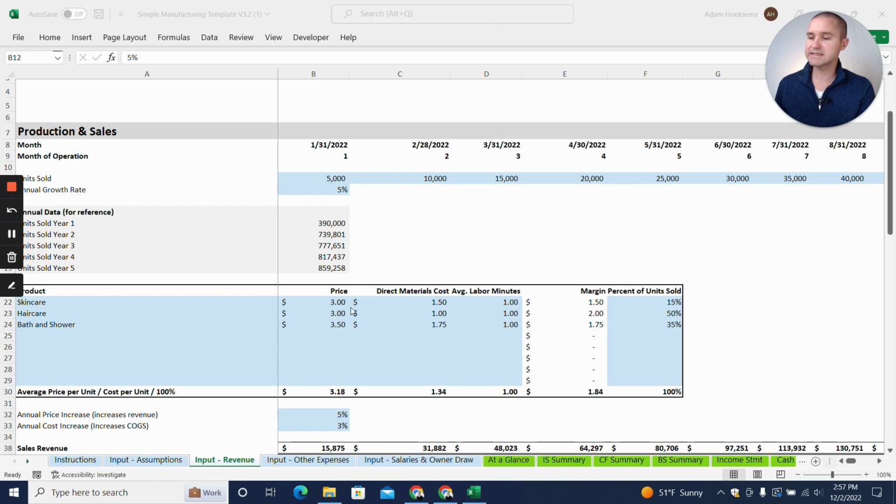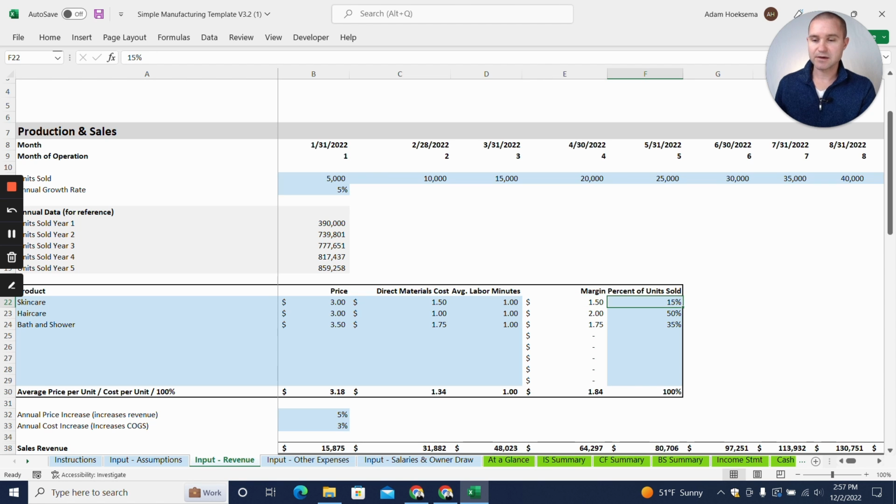And then you can break down those units. Of these 5,000 units, we've got 3 different products with different price points and direct material costs. So we're saying the skincare product has a sales price of $3, direct material cost of $1.50, and 1 labor minute. This is the average number of labor minutes, and we'll get into the labor cost per hour or per minute here in a little bit. So 1 labor minute to produce this particular item.